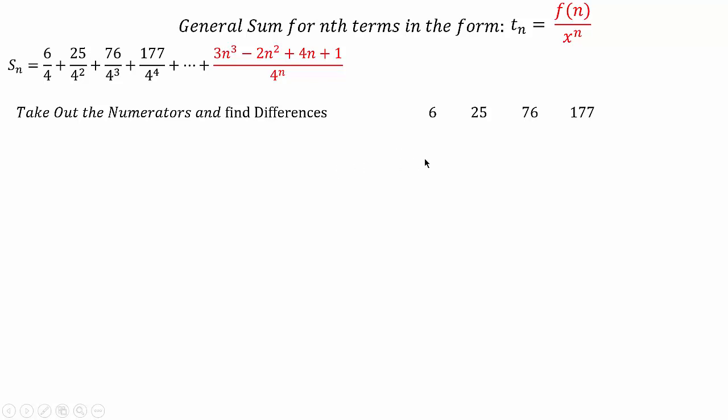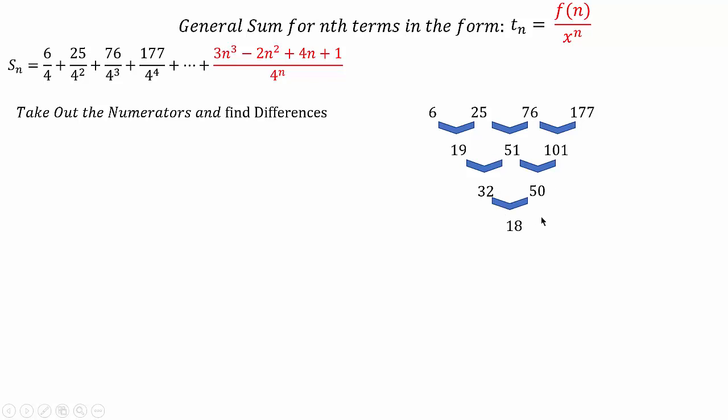Then we find the consecutive differences between them. So 25 minus 6 is 19, 76 minus 25 is 51, and 177 minus 76 is 101. Until there's one number left at the last, we are going to find the consecutive differences again and again. So 51 minus 19 is 32, 101 minus 51 is 50, and again 50 minus 32 is 18.